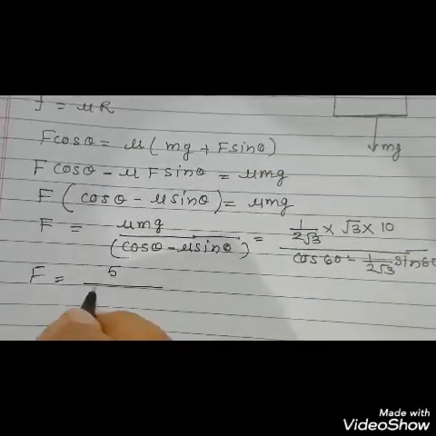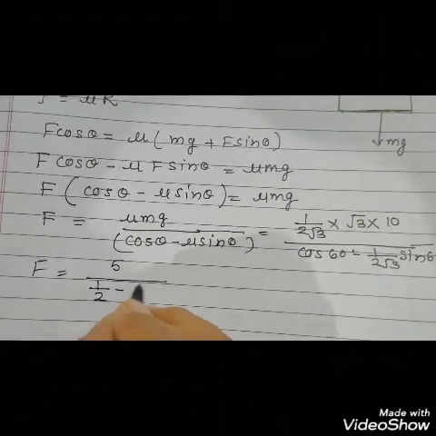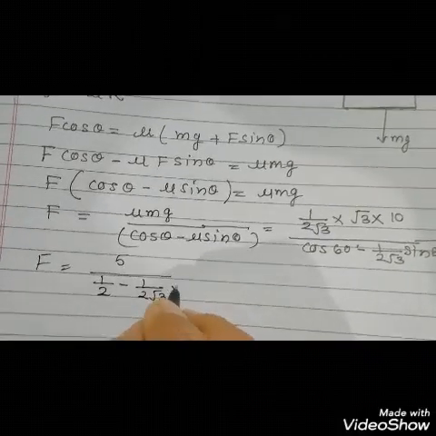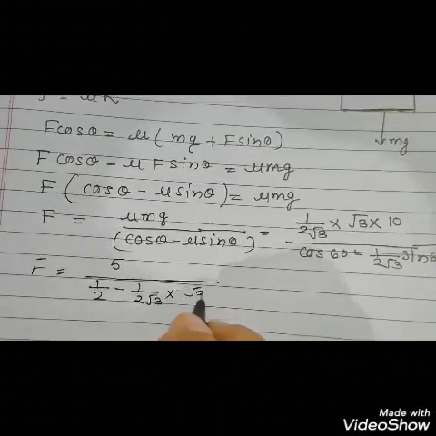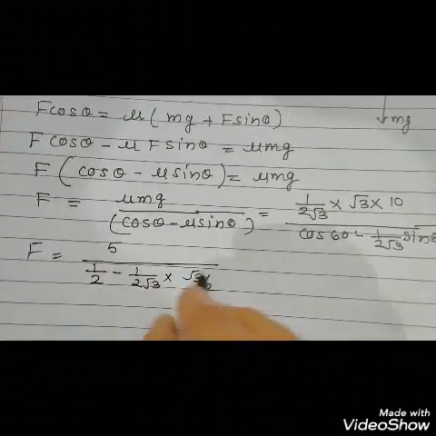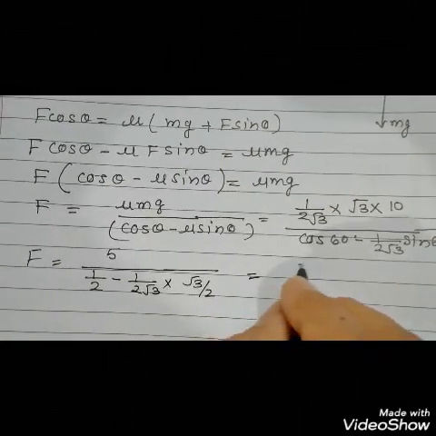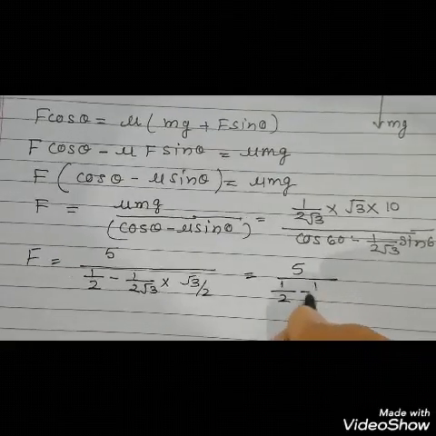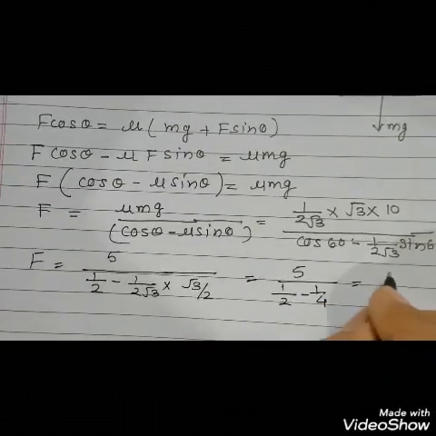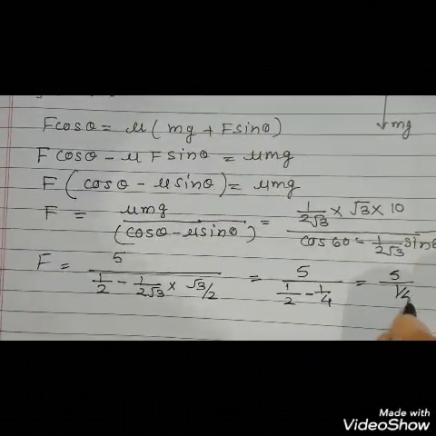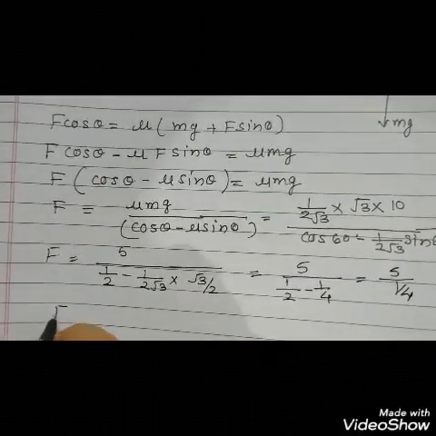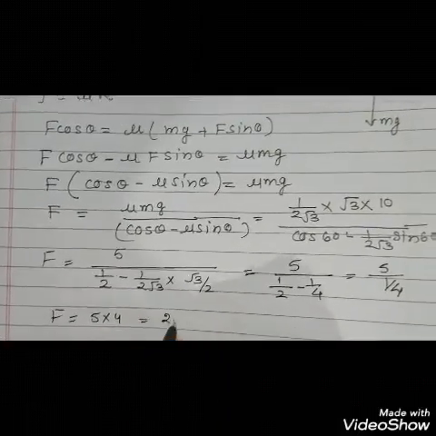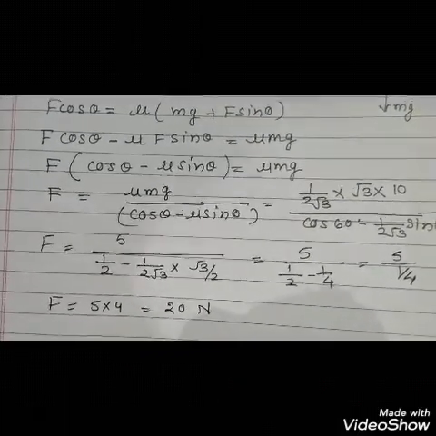The value of cos 60 is 1 upon 2, and the value of sin 60 is root 3 upon 2. So once again root 3 will be cancelled here. It will come 5 upon 1 upon 2 minus 1 upon 4, or you can say 5 upon 1 upon 4. So F is equal to 5 into 4, or you can say 20 Newton.